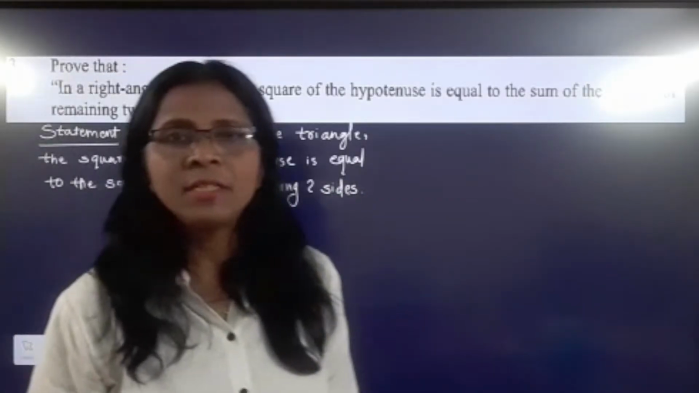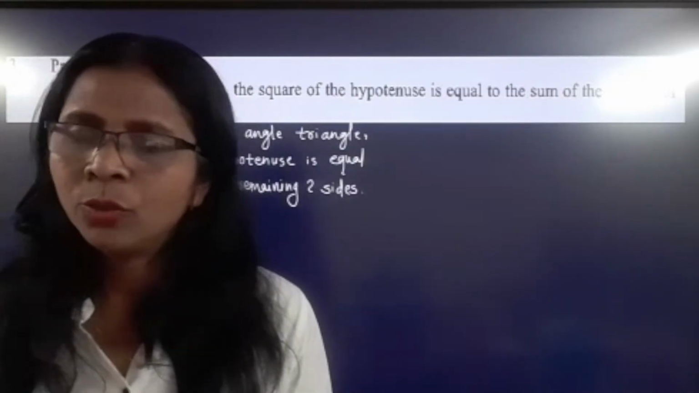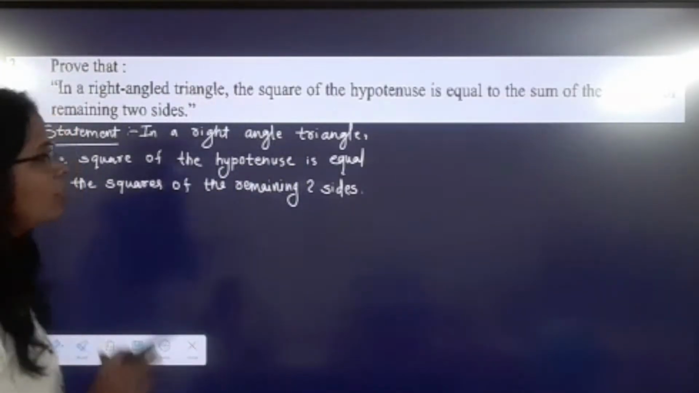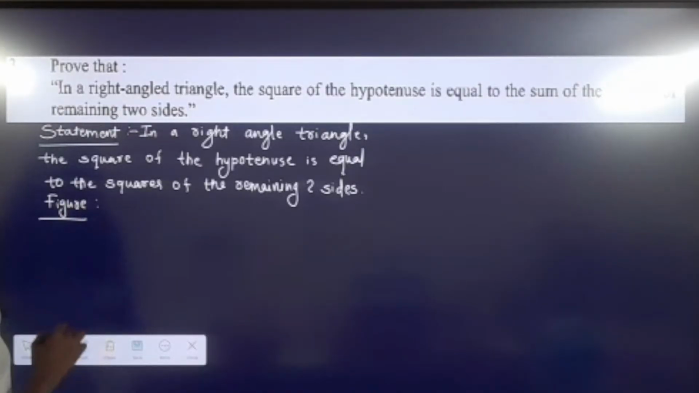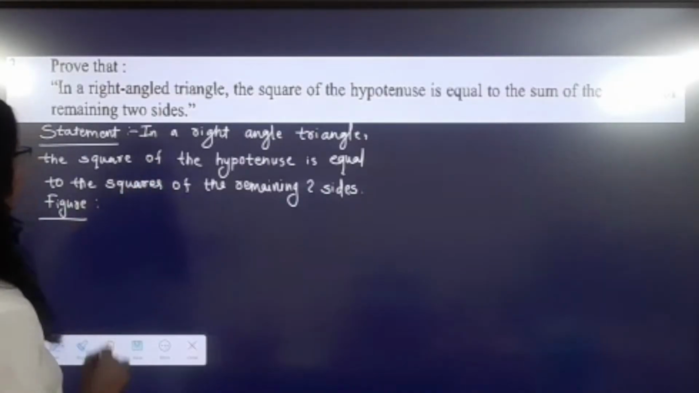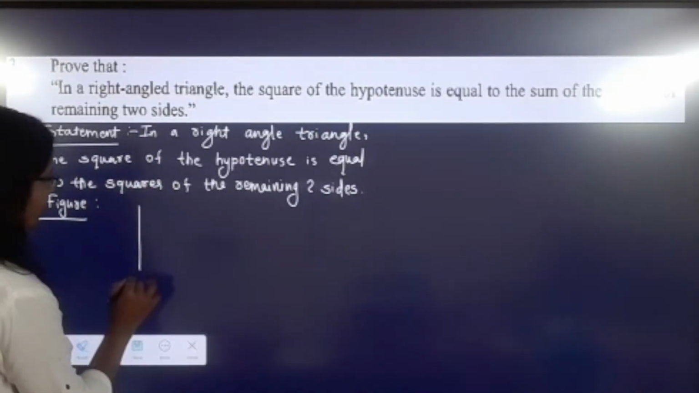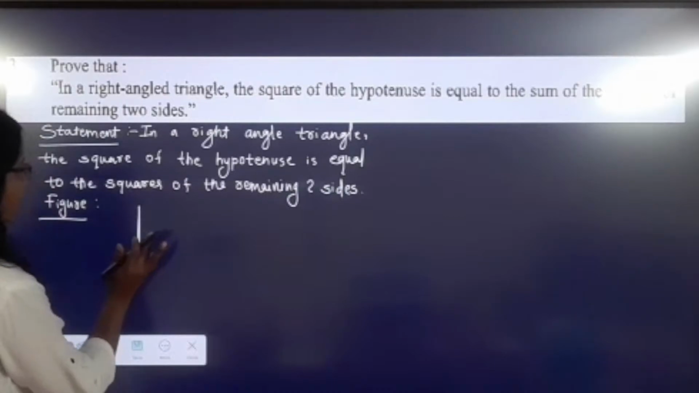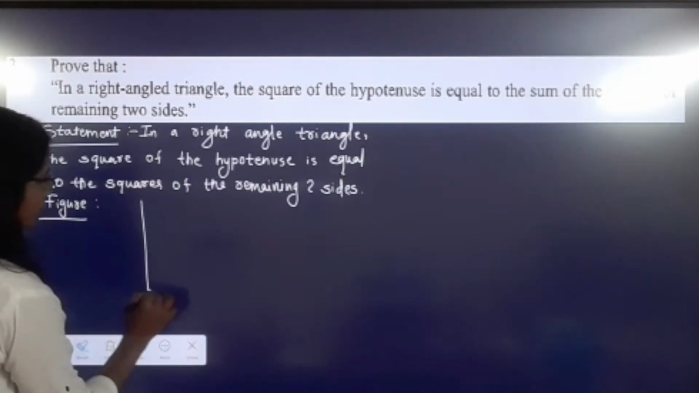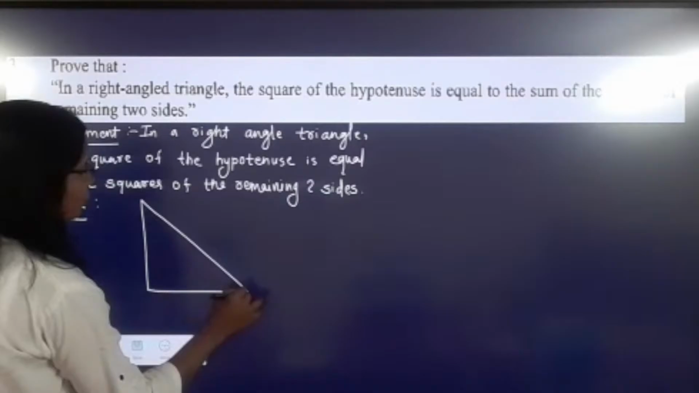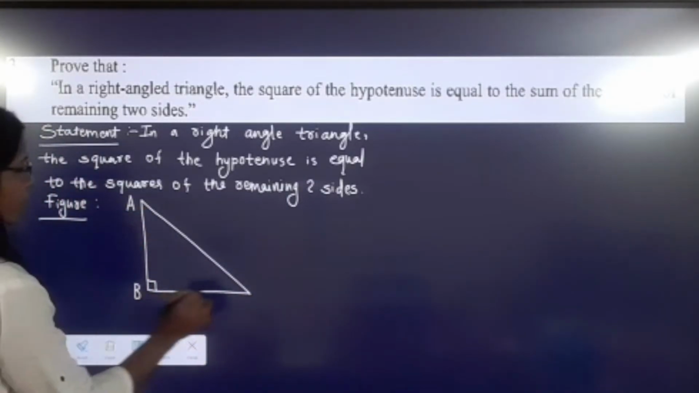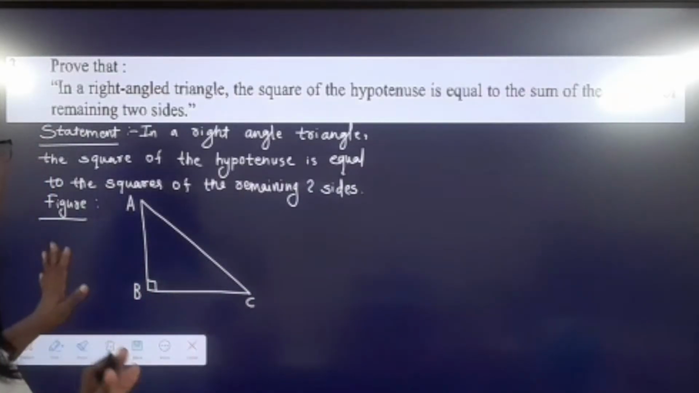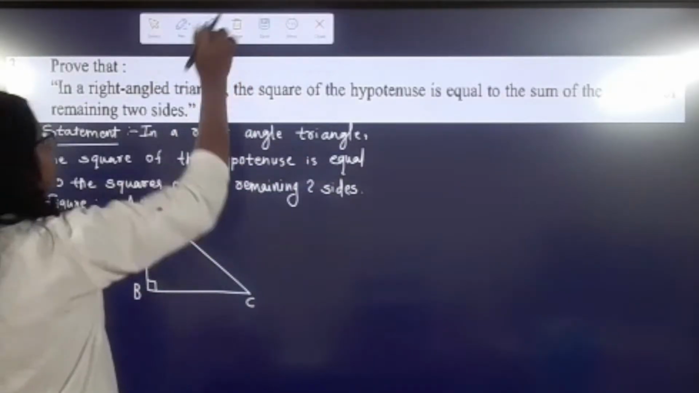Now after the statement, we draw the figure. First we draw the figure, and I write down here 'figure'. As per the information, in a right angle triangle, so I draw the right angle triangle and name it ABC. This is the figure.